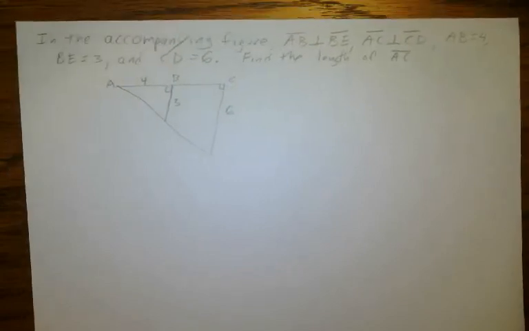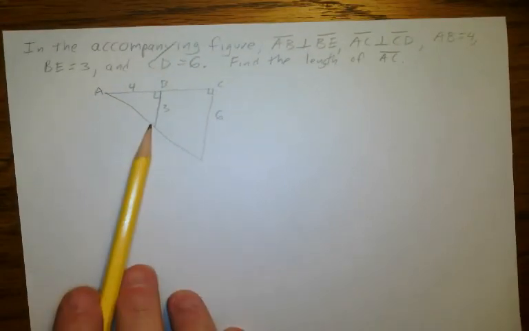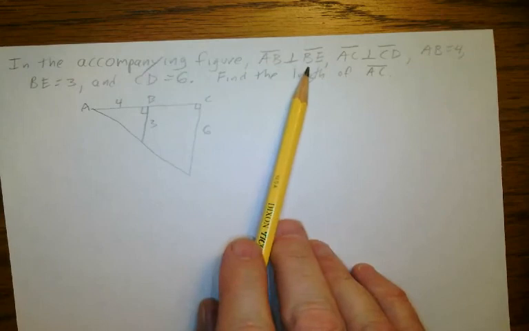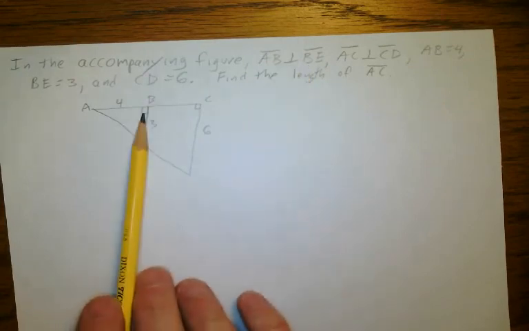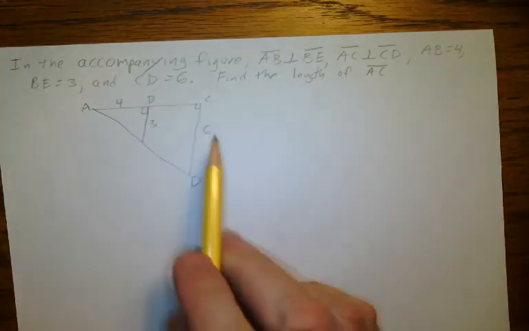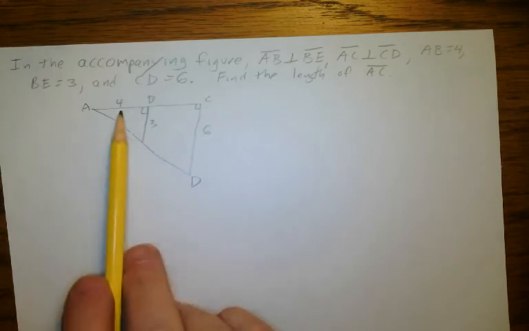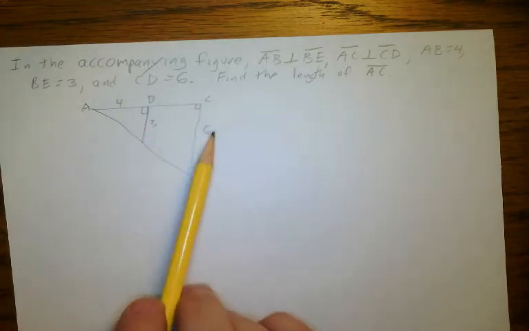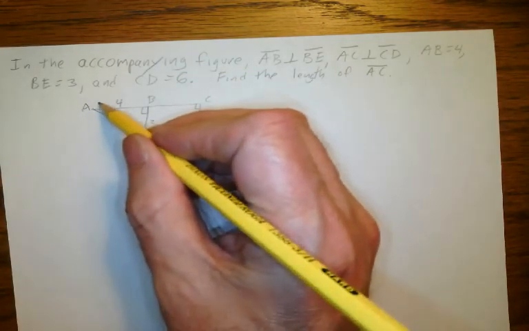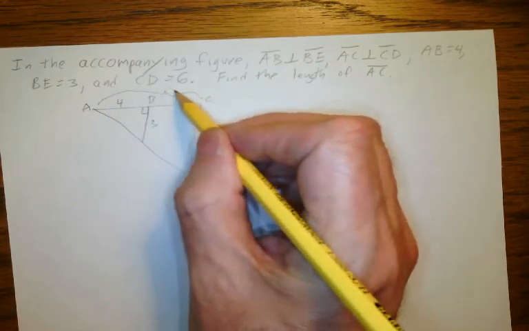The examples are all basically similar in that we're going to have a side that's parallel to another side, and we separate our triangles. But what's different each time is what sides are given and all this sort of thing. In the accompanying figure, AB is perpendicular to BE. Okay, there we see that. And AC is perpendicular to CD. Okay, there's my D down there. Sorry, we see that. Okay, AB is 4, BE is 3, CD is 6. Find the length of AC, which would be this whole thing here. And that's going to be my X.